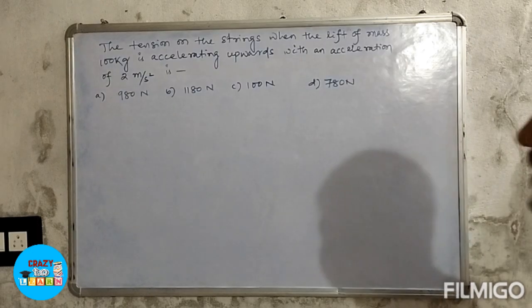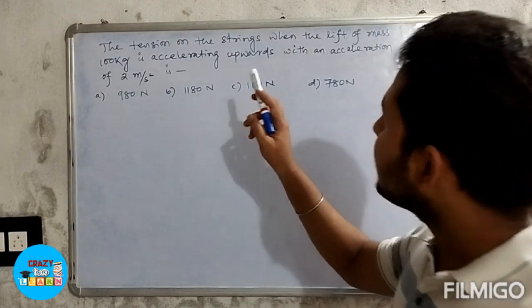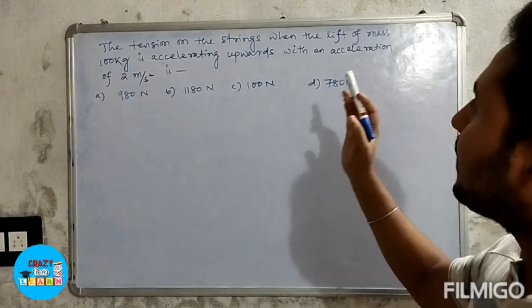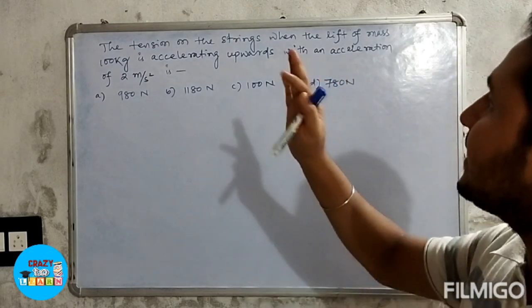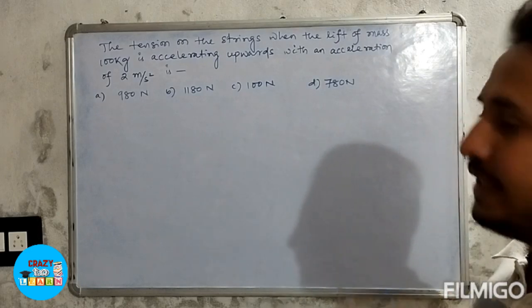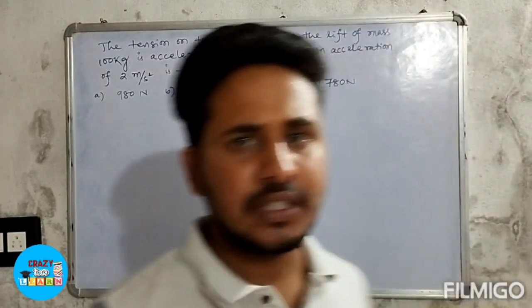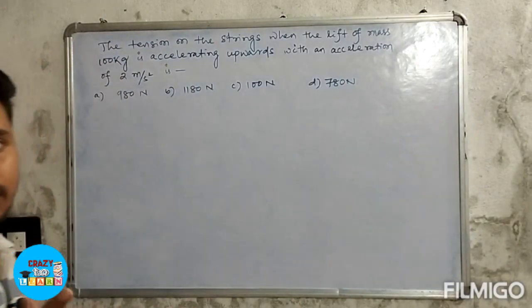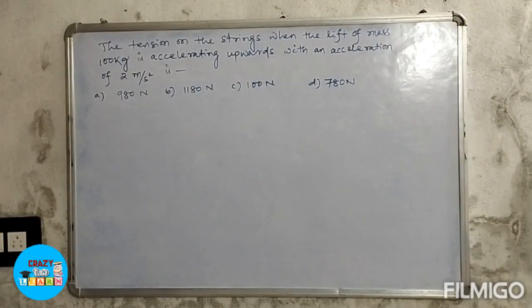Our next question is: the tension on the string when a lift of mass 100 kg is accelerating upwards with an acceleration of 2 meter per second square is... I discussed this type of question in my previous videos. You can get the link in the description. Go and watch the different types of problems I discussed. It is an easy question.